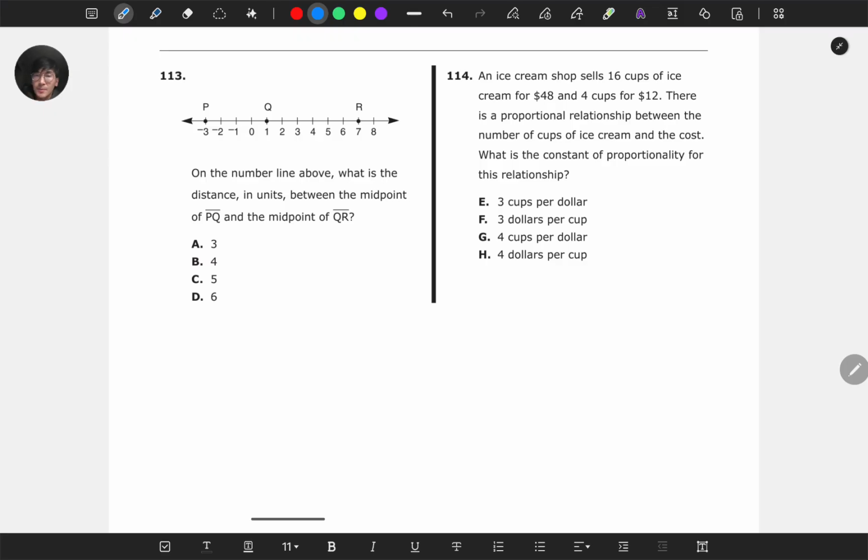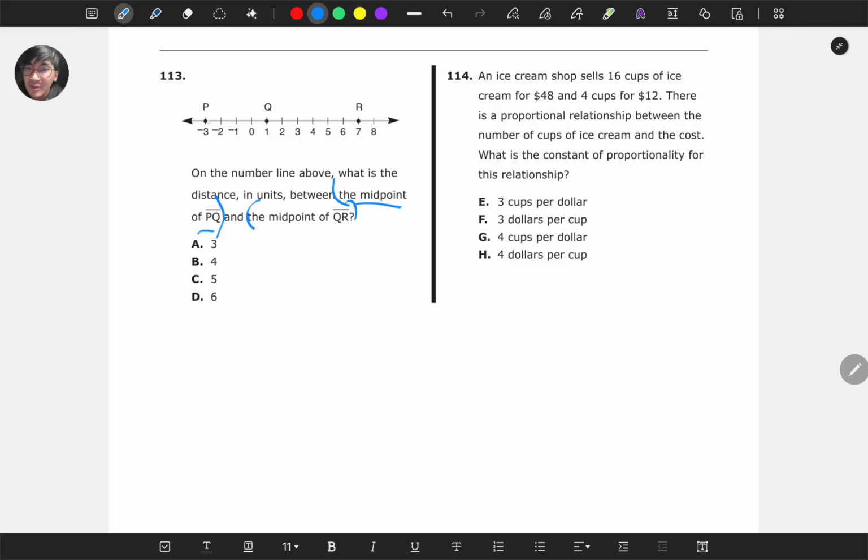Yay, last page. Okay, so the number line above, what is the distance in units between, so be careful with this, the midpoint of PQ and the midpoint of QR? Okay, so we need to find these two things in parentheses. The first thing says the midpoint of PQ. So let me look at the midpoint. That's literally the middle point that splits that line segment into 2 equal halves. If you were not paying attention to the numbers, then you can just kind of wing it, right?